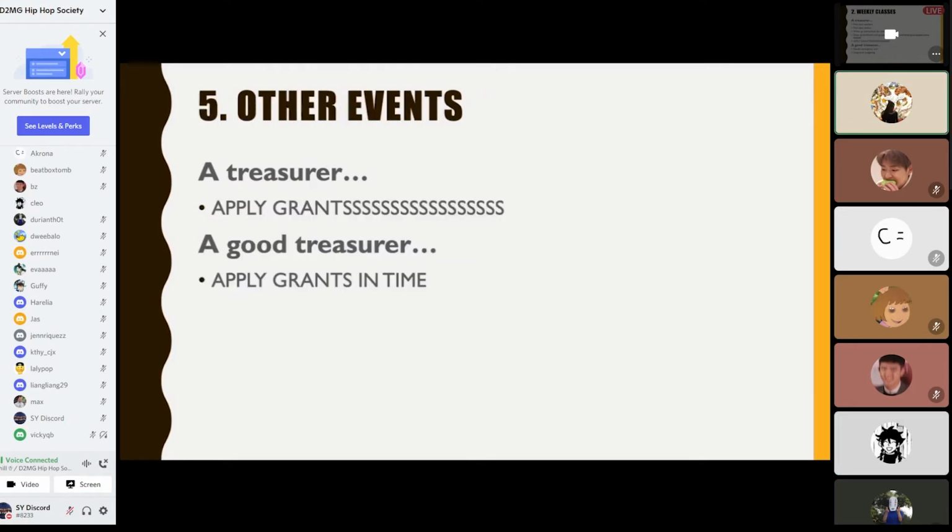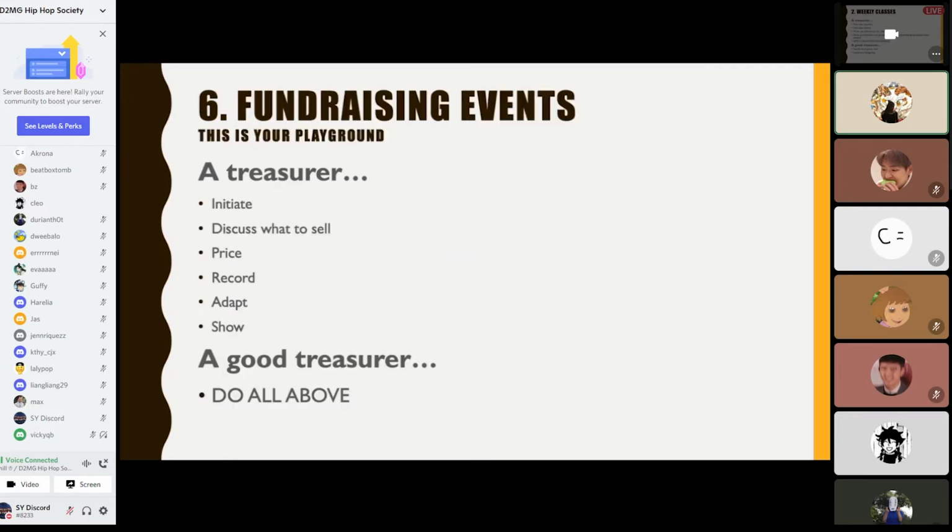Also, we have other events that normally don't have any entry fees applied, including this event. So for social events or other events like this, the only job for you is to apply for grants. So as normal, a good treasurer always applies for grants in time. Don't leave it to the last minute because ARC is grumpy.